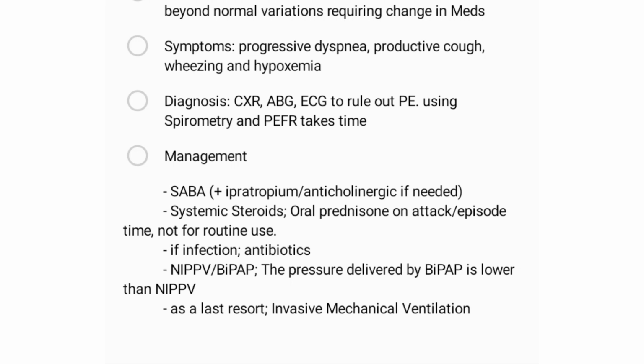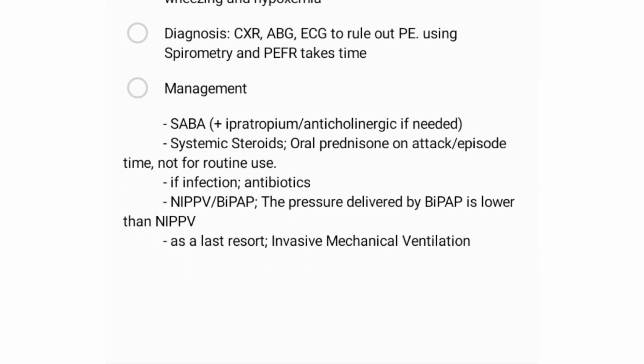Okay. Then in terms of management of a COPD exacerbation, you usually start with short-acting beta agonists. You can also use ipratropium bromide, an anticholinergic, if needed. Then you can also use systemic steroids such as oral prednisone at the time of the attack or episode, not for routine use. Like we said, it's not necessary to prescribe them long term, just short term. Then if there are infections, of course, you can give antibiotics.